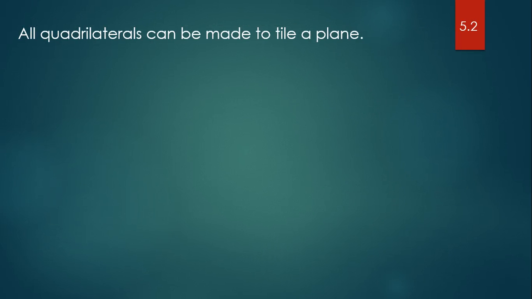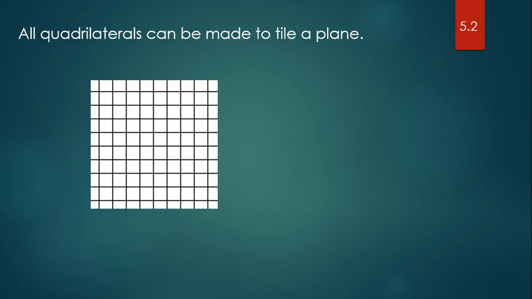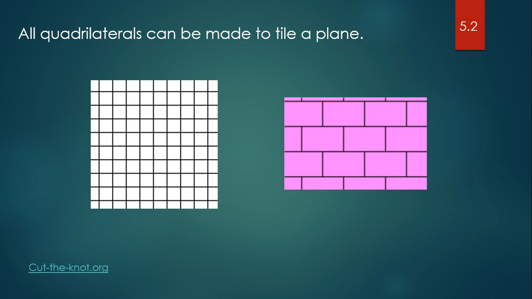Now, if we've got this lattice, that means we've got some sort of quadrilateral. And all quadrilaterals can be made to tile a plane. Now, obviously, if we have squares, squares do tile a plane. But so do rectangles. And there are many, many different quadrilaterals that we could use to tile a plane. In fact, we could use some quadrilaterals that look a little bit unusual. So we're going to do that now. We're going to look at a website and play around with a few quadrilaterals to see if we can make them tile the plane.